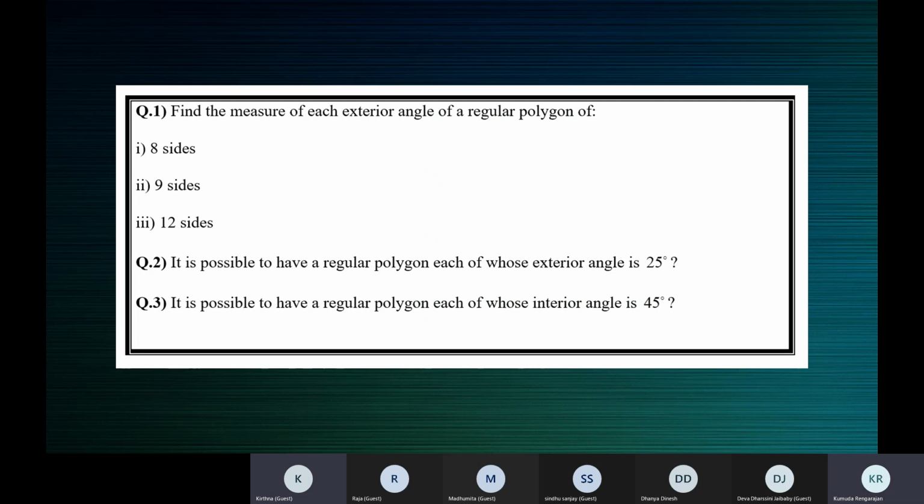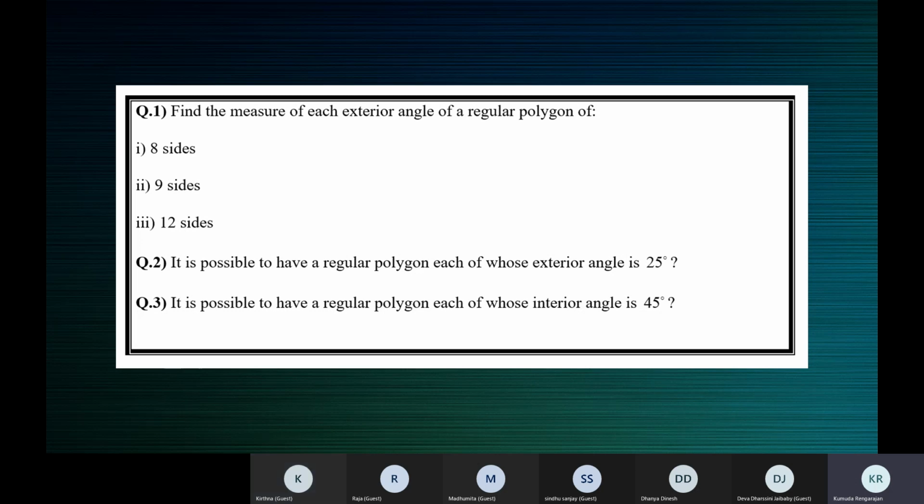Ma'am, I have a doubt, ma'am. Yes, please. You give the sums like 1, 2, 3. The first sum, find the measure of each exterior angle. In that, if they give 7 sides, how could we do that, ma'am? Because the angle measures 128.571 degrees, ma'am. Take the fraction when it's given 7 sides.